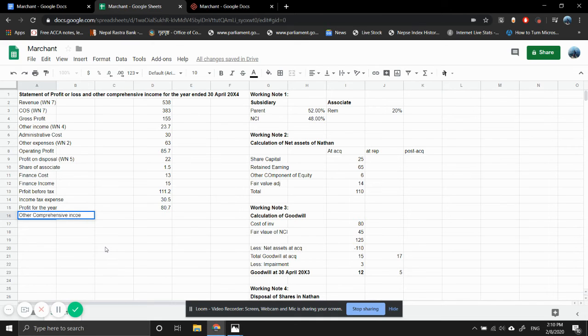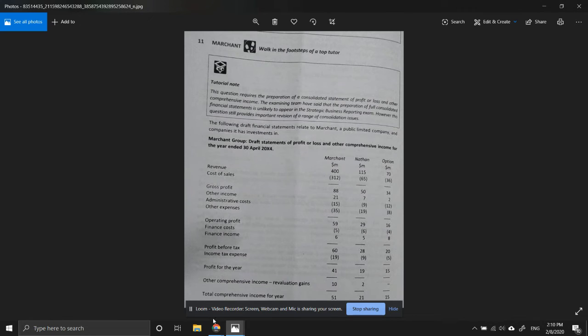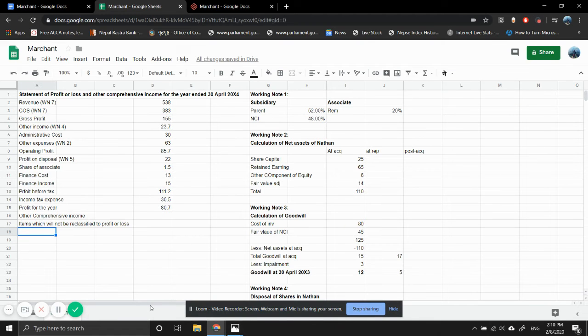Comprehensive income, right? So it was equity that they valued at, that's what it said, right? Basically, items which will not be reclassified to profit or loss, right? So we have a revaluation surplus, a revaluation gain or changes in revaluation surplus, right? So what's that figure?